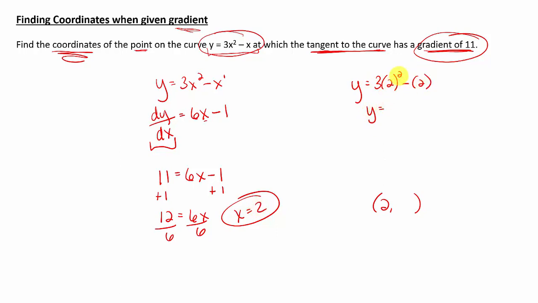And so this is going to give us 2 squared is 4 times 3 is 12 minus 2, which is going to give us 10. So the y value that goes with that 2 is 10. And this is the shared point where the tangent has a gradient of 11, and so the curve also has a gradient or slope of 11.